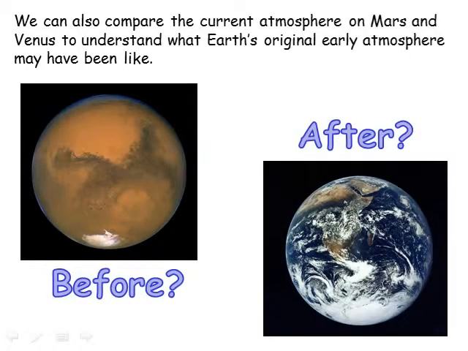One of the ways in which scientists can see whether their models make sense is to compare our atmosphere to that on nearby planets. Mars and Venus are our nearest neighbours, and their atmospheres show what ours might have been like originally, and how it regulated the temperature of the Earth.